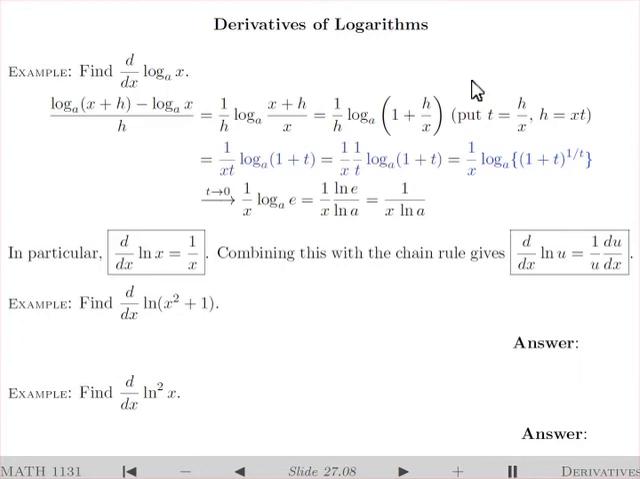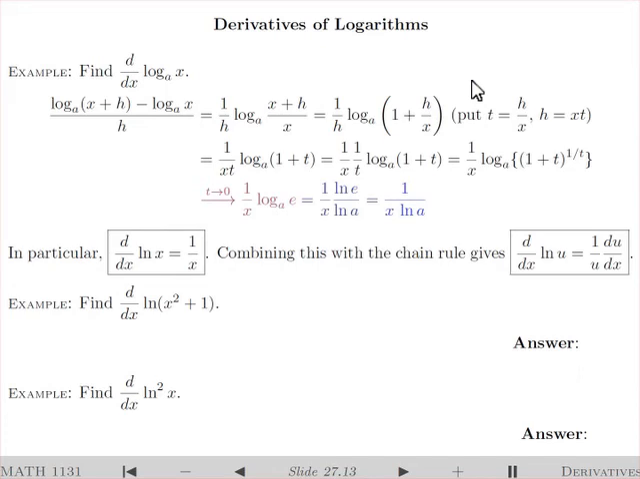Now we know the limit of the expression inside the braces, that's e. So the whole expression goes to 1 over x times log base a of e. We will rewrite it in a somewhat more familiar form by using the change of base formula. Log base a of e is ln of e over ln of a, and ln of e is 1, so that gives me 1 over x ln a.